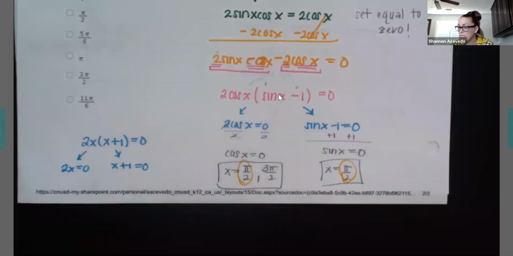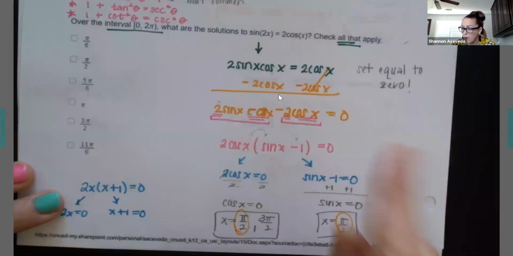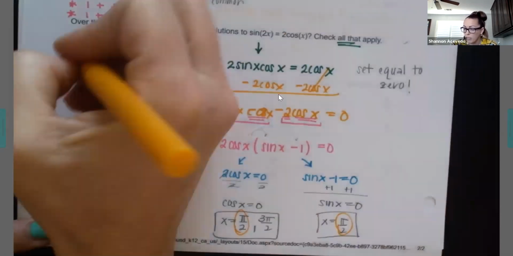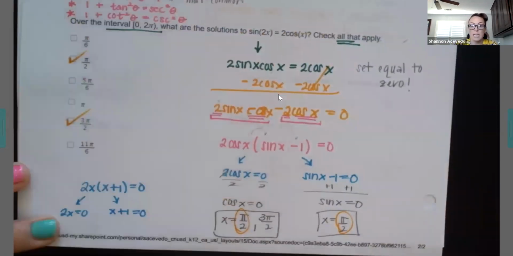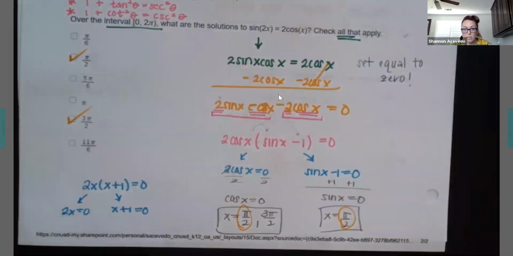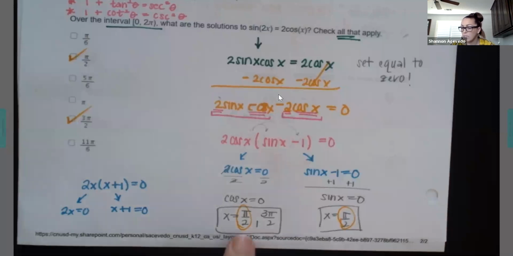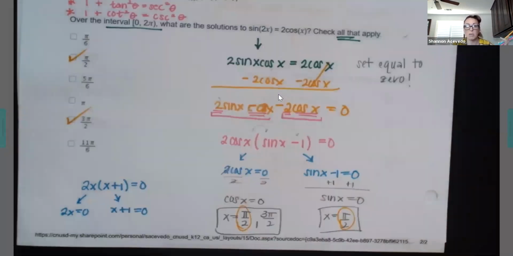But then I look up here and it says, okay, check all that apply. Well, it's my pi over 2 and my 3 pi over 2. And that was it. Those are all the solutions. And I'm done. So if I plugged either one of these values in up here, the two sides would be equal to each other. They would be equivalent. And you can always plug them in your calculator to check if you'd like.